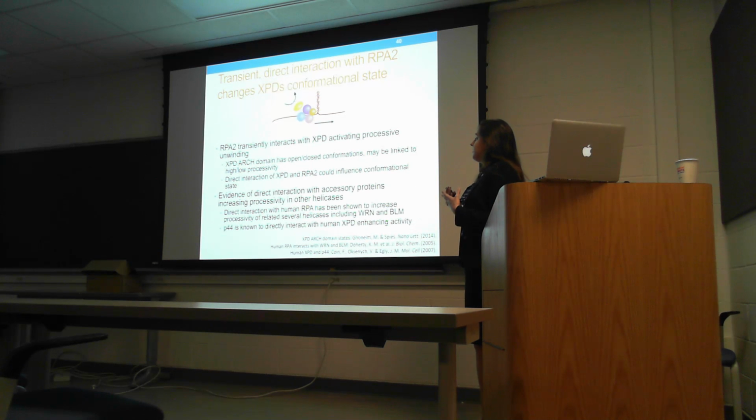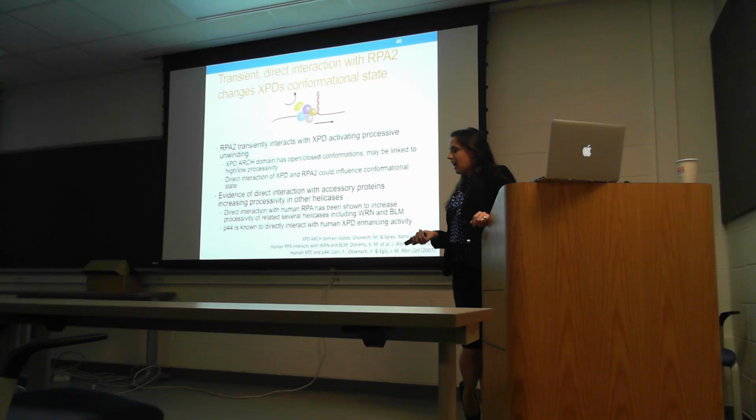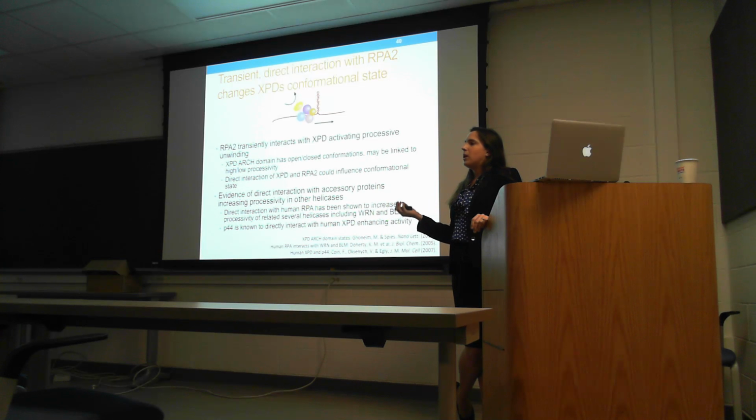There is evidence of direct interaction of XPD-like helicases with RPA or human RPA, as well as human XPD interacting with its neighbors in transcription factor 2H. So this is a tempting model, and it would be great to be able to do experiments that give further insight into these two arch domain states and their effect on unwinding.